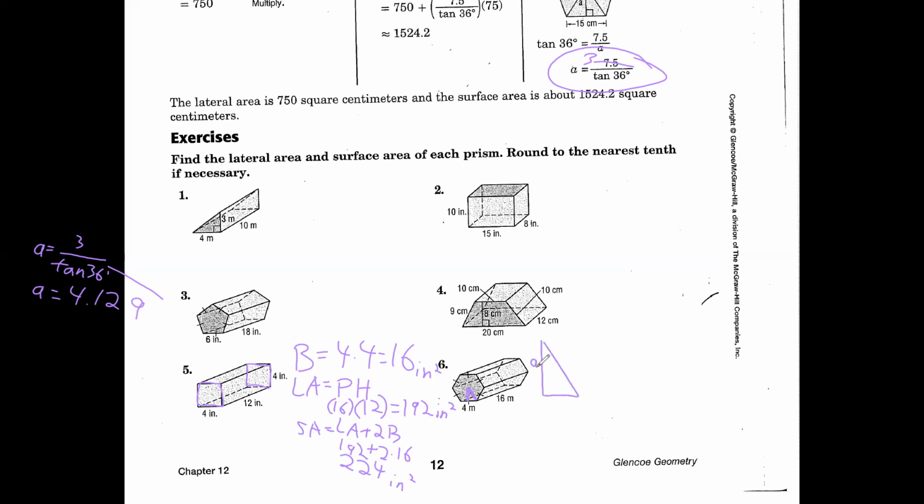So this being my apothem, if that whole side is 4, this side is 2. And again, this is a special right triangle. This is my 30, 60, 90 when I have a hexagon. So if I know the short leg is 2, the long leg is then 2 radical 3. So that's my apothem on this one.